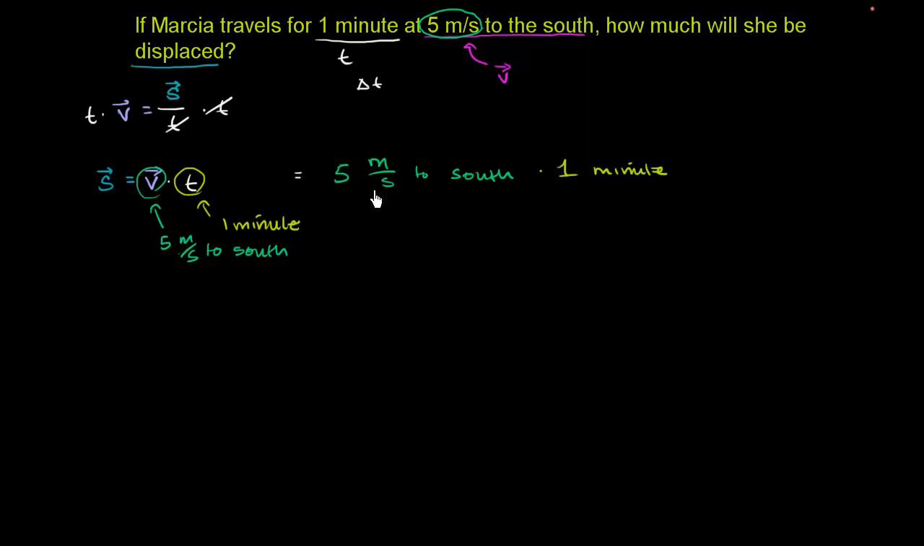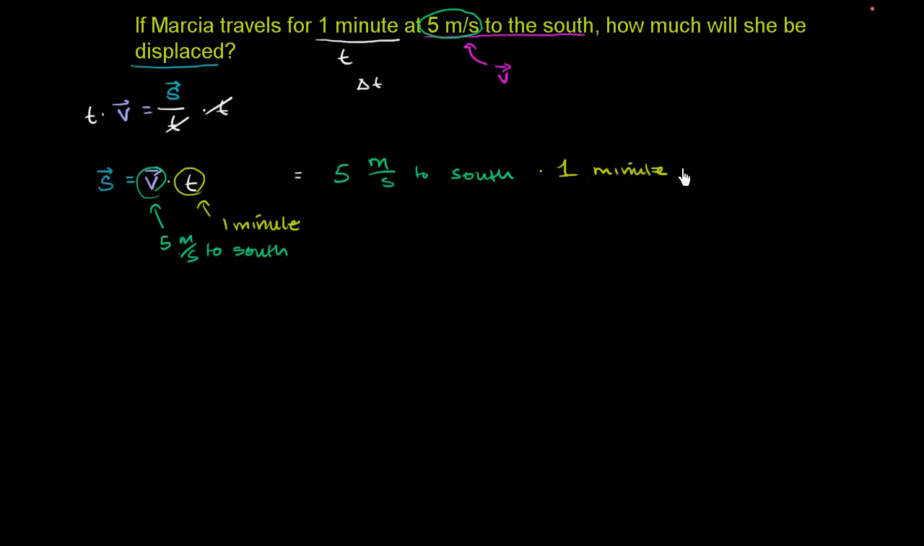So in order for it to all work out, you have to either convert the 5 meters per second to some amount of meters per minute, not 5 meters per minute. It's going to be different. Or you convert the 1 minute to seconds. So at least in my mind, it's easier to convert 1 minute to seconds. So let's do that. So this is the same thing.